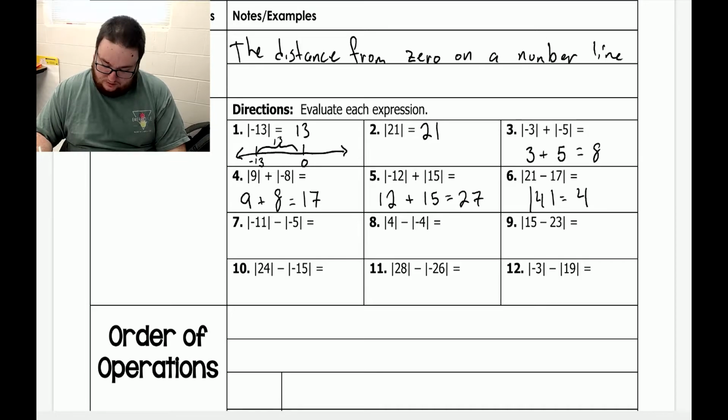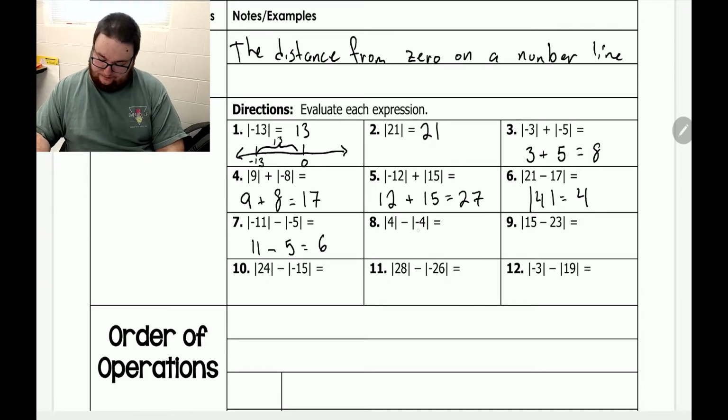Moving on to number 7, we have the absolute value of negative 11. Well, the absolute value of negative 11 is 11. Then we're subtracting the absolute value of negative 5. Well, the absolute value of negative 5 is just 5. So our problem is now 11 minus 5. And if we do that subtraction, we find that 11 minus 5 is 6.